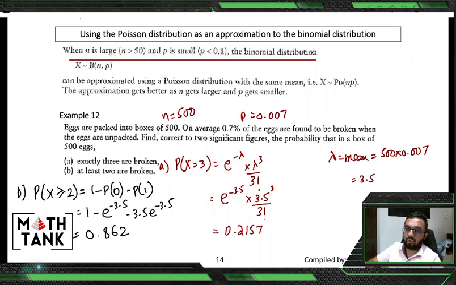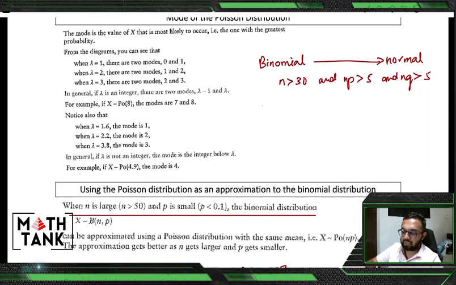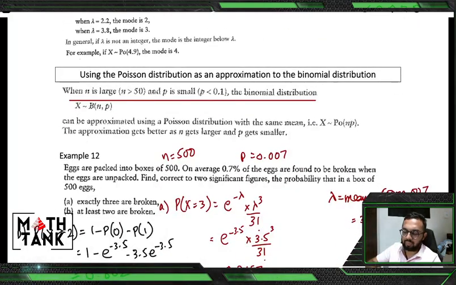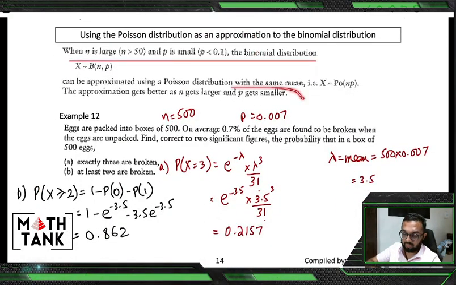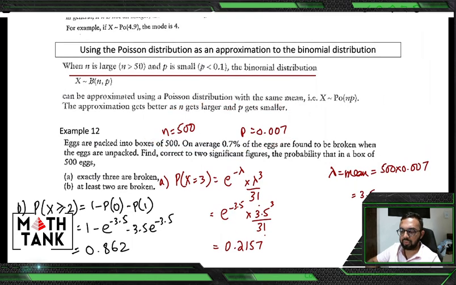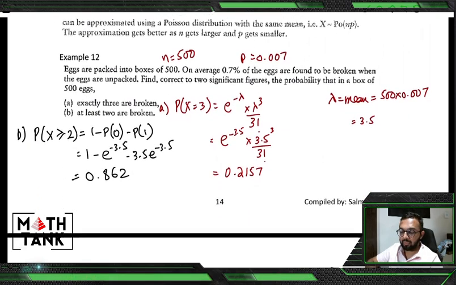Again, for normal distribution, you should remember that these were the conditions. If these conditions weren't met, you couldn't do a normal distribution. Now, if you were to calculate here, you'd find that np and nq are not both greater than 5. Therefore, I cannot actually apply a normal distribution. I have to stick to the Poisson distribution.